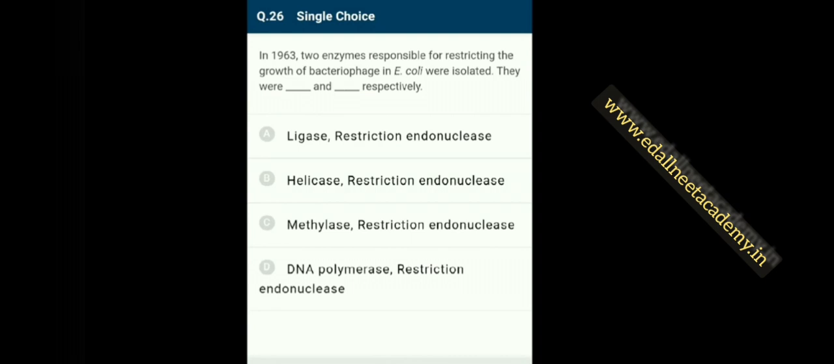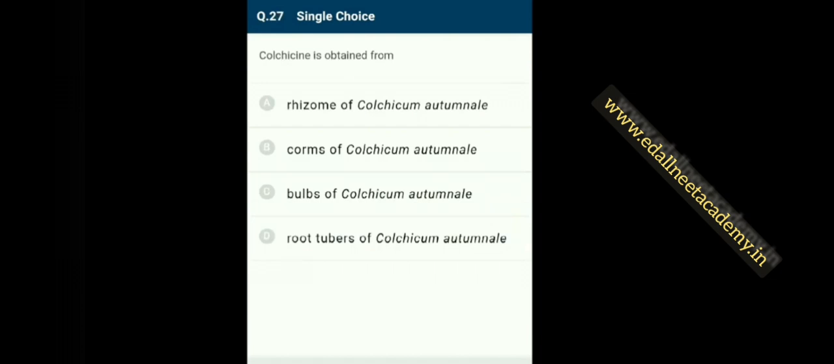These two groups of restriction enzymes were isolated from E. coli. So the answer is option C, methylase and restriction endonuclease. Question number 27. Colchicine is obtained from. Colchicine is a type of alkaloid that has many applications. One of the major applications is in the treatment of gout and Behçet's disease.